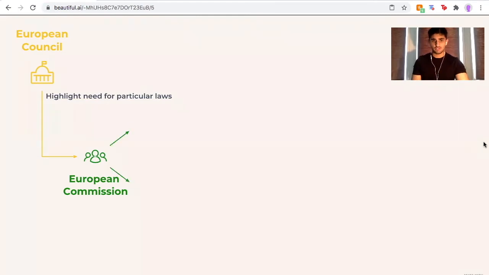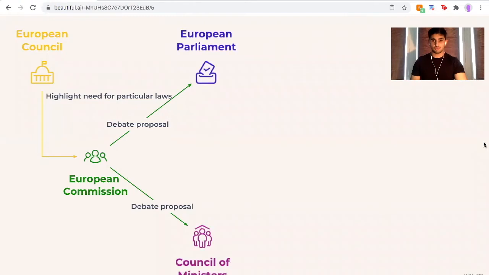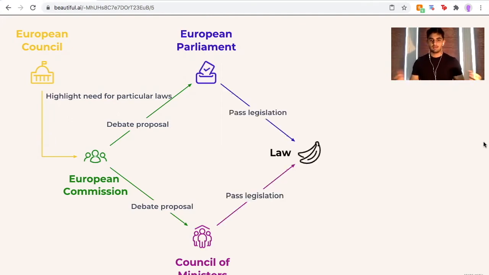The Commission would then draft up what we call a proposal. And once they draft up this proposal, it's sent to the European Parliament and the Council of Ministers, both to debate the proposal, to amend it, to scrutinize it before it actually becomes legislation itself. And eventually, after days of talking, they will end up passing the legislation, and then you'll have the law. Now, I've got a banana as the icon for this law, and I'll explain why in a minute, but that's basically the example legislation that we're going to use, a bit bananas.